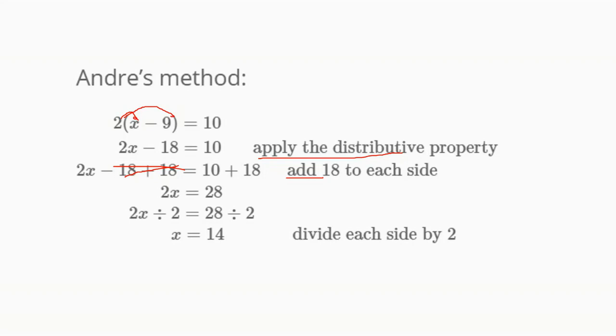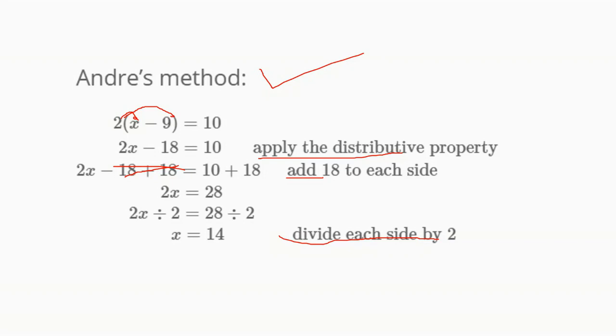Now what are we going to do next? We are going to divide. So the 2x divided by 2 becomes x, and 28 divided by 2 becomes 14. So I think Andre's method was the correct one. So how do you feel? Yes. So you guys just became teachers on your own. You didn't even realize it. Look at that. Awesome job.